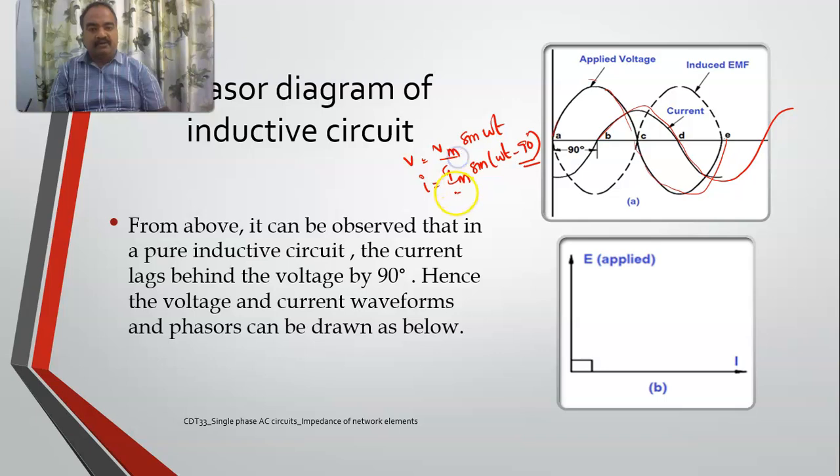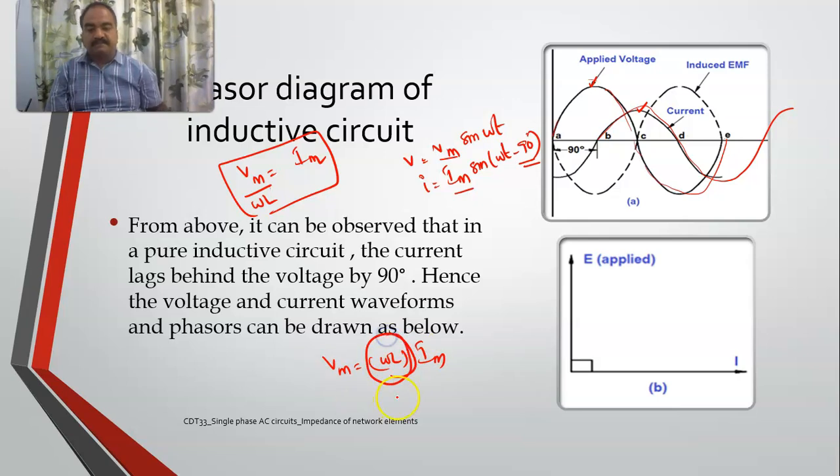Regarding the magnitude, magnitudes are also different. See, this is Vm, this is Im. And the relation between these two is omega L, right? I can rewrite this as Vm is equal to omega L into Im, right? This particular term is called impedance. The ratio of voltage and current is generally called impedance, right? And I'll call this one reactance. Since it is displacing by 90 degrees, I'll give it as j omega L.